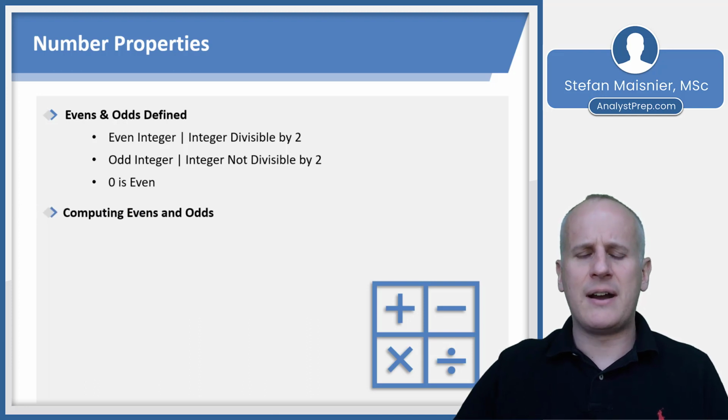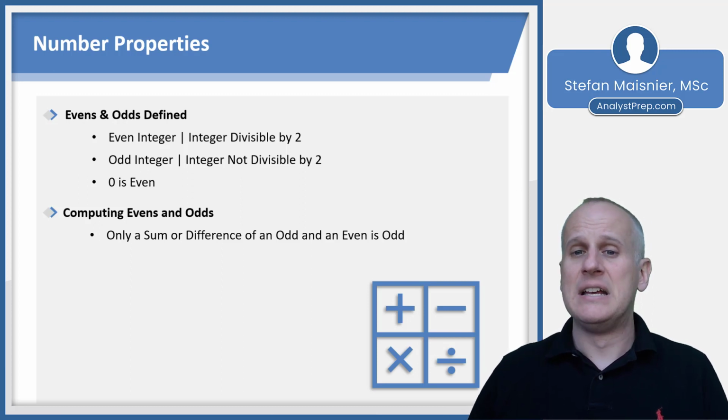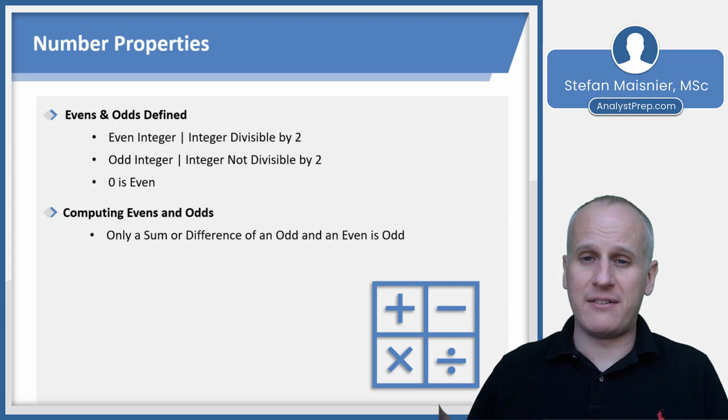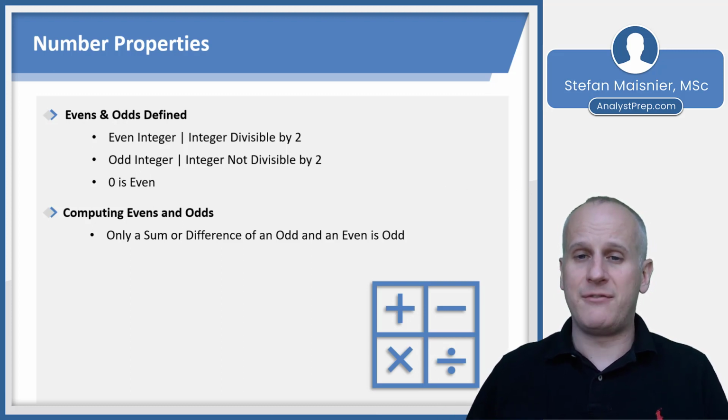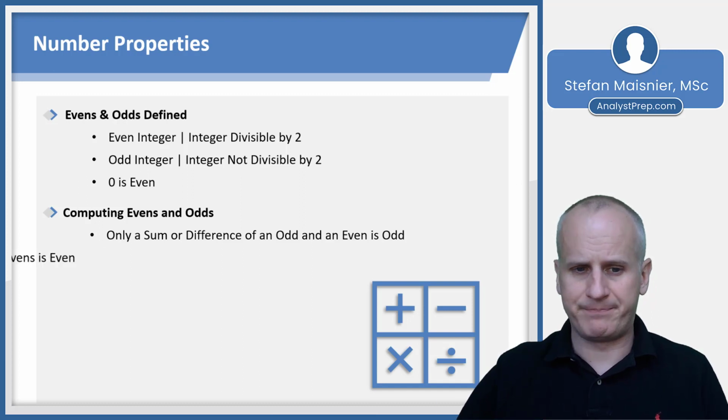Now, when you're computing evens and odds, there are some combinations that are known to always have consistent outcomes in terms of the result being even and odd. Firstly, only a sum or difference of an odd and an even will be odd. So 5 minus 4 is odd. 5 plus 4 is odd. If you combine two odds like 5 and 3, you get an even because the two leftovers become one pair. If you combine evens and evens, there's nothing left over. It was always even. It will remain even.